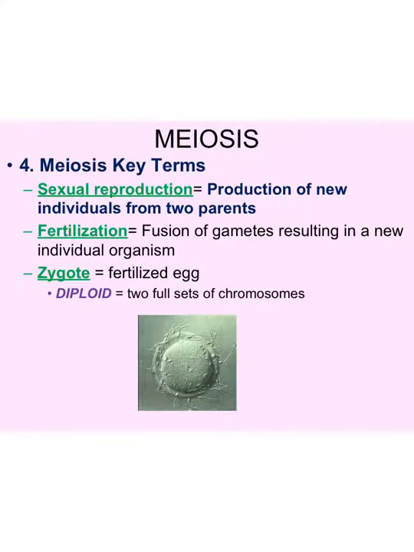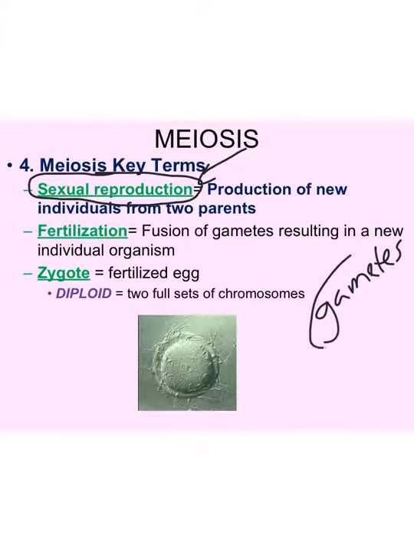And the last thing, why do we even make sex cells in the first place? Why do we need these gametes? What are gametes good for? Well, gametes are good for sexual reproduction. If you want to reproduce more of your species, if you want to have kids, if your dogs want to have puppies, if your cats want to have kittens, that's called sexual reproduction. We gotta make gametes, sex cells.